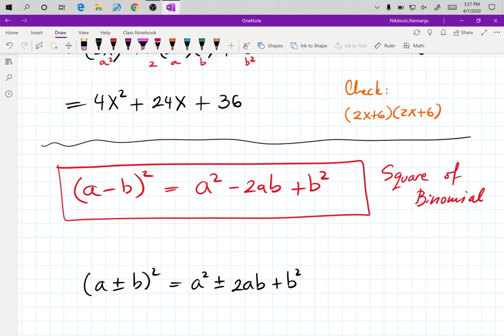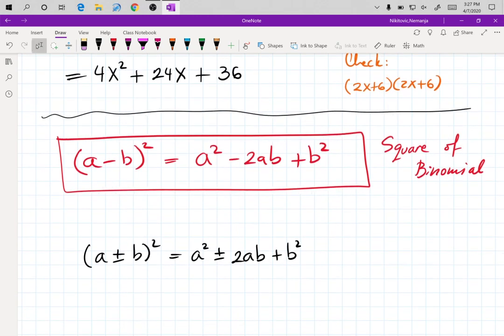Some people like to remember this, some people like to remember two separate formulas. It's the same formula. When b is negative, it impacts the middle term, and since you're squaring b in the last term, the negative does not have an impact. It's always going to be a plus there.